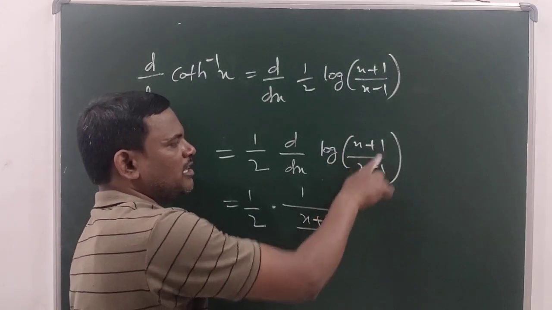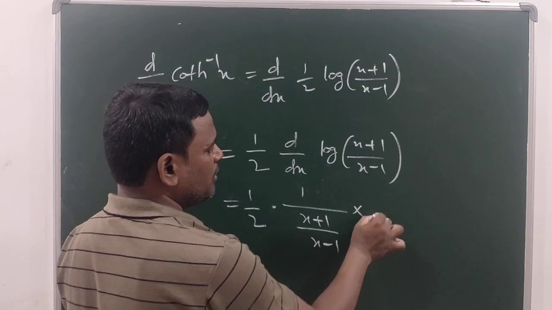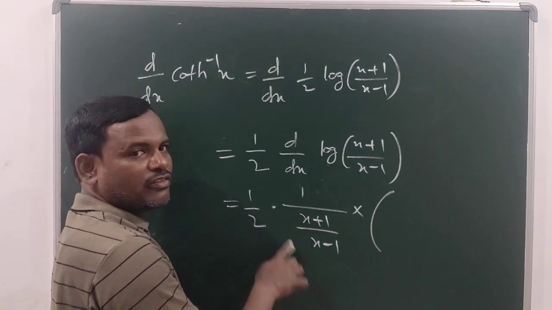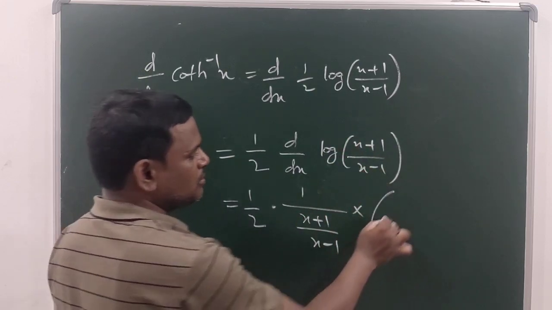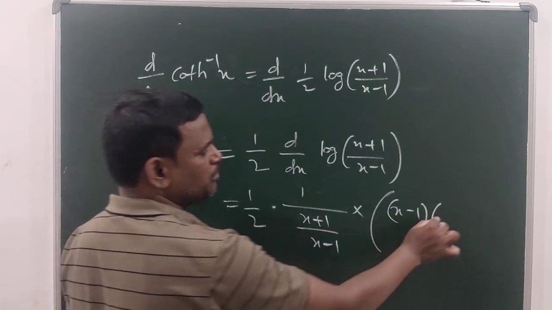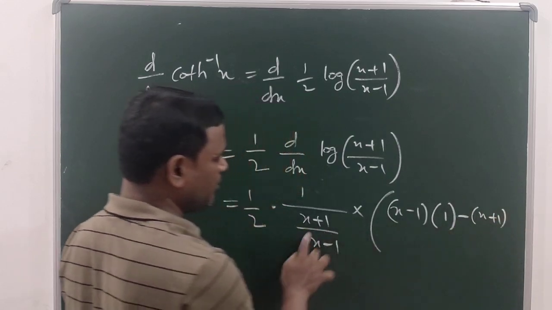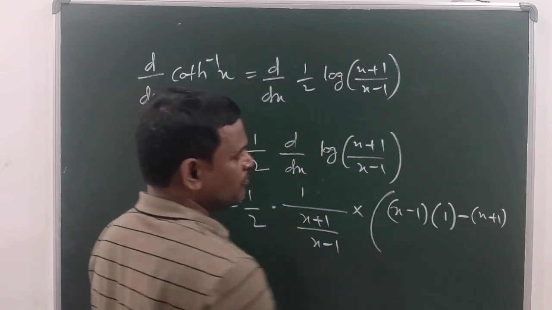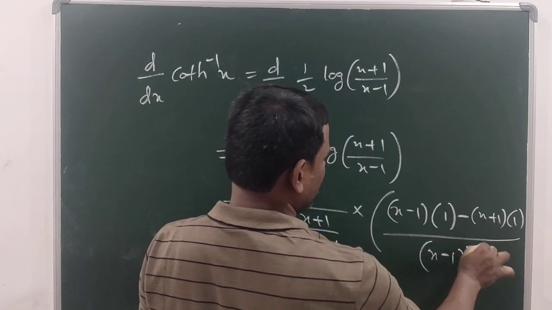You know, log x derivative is 1 by x. Is this x? No, follow the chain rule. If you follow the chain rule, so okay, do the derivative of this log, 1 by x plus 1 by x minus 1. Now I am doing this differentiation. So here u by v, x minus 1 into derivative of x plus 1, which becomes 1, minus keep x plus 1 aside and do the derivative of v. So what do you get here? 1 only, no? 1 whole by x minus 1 whole square.